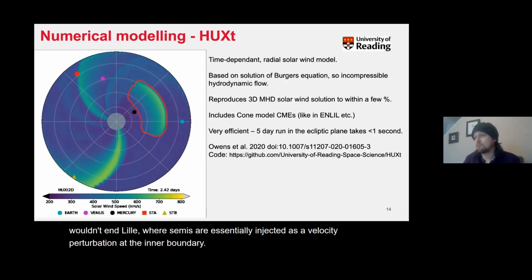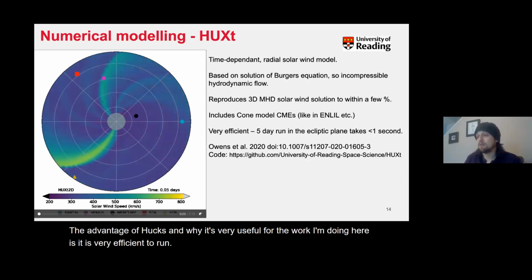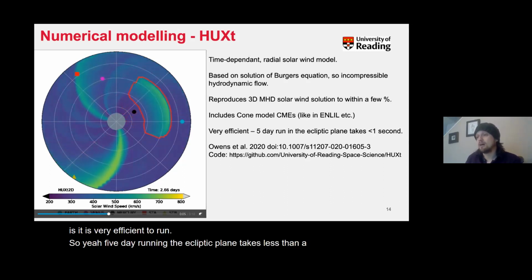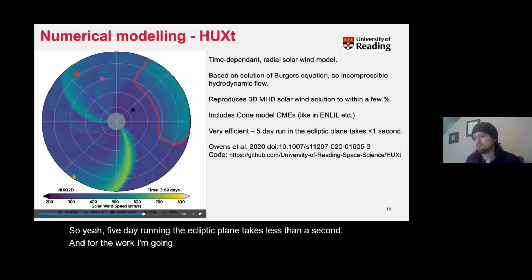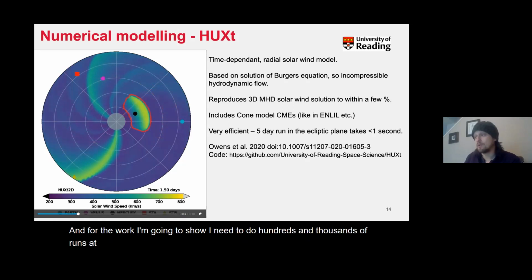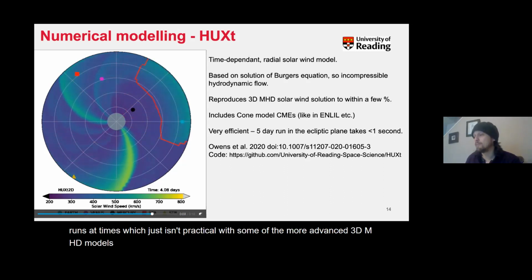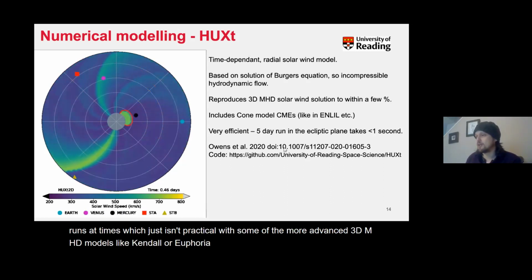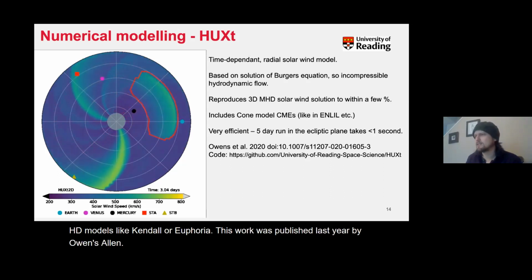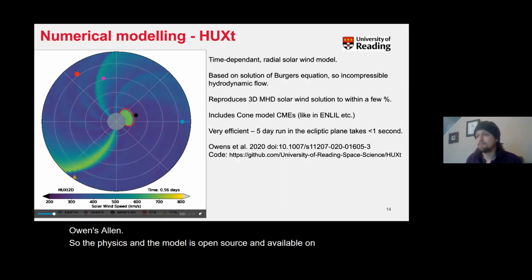The advantage of HUXt, and why it's very useful for the work I'm doing here, is that it's very efficient to run. A 5-day run in the ecliptic plane takes less than a second. For the work I'm going to show, I need to do hundreds and thousands of runs at times, which just isn't practical with some of the more advanced 3D MHD models like Enlil or Euphoria. This work was published last year by Owens et al. in Solar Physics, and the model is open source and available on GitHub if anybody wants to have a play with it.